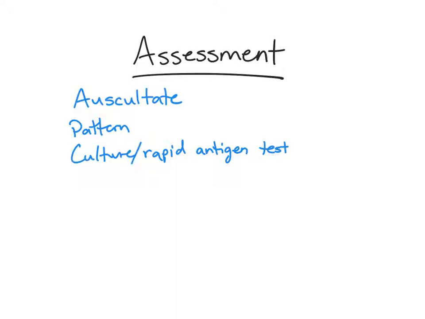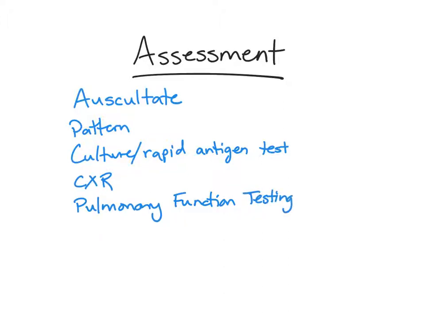If we want a better idea of what's going on inside the lungs, we can of course do a chest x-ray to get a visual image, or if we actually want to measure air movement and flow in and out of the lungs, we can do pulmonary function testing. The chest x-ray is useful in these acute respiratory illnesses. The pulmonary function testing is usually reserved for more chronic issues where we're tracking lung function over time.